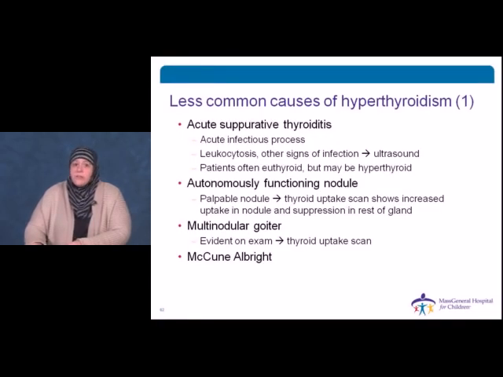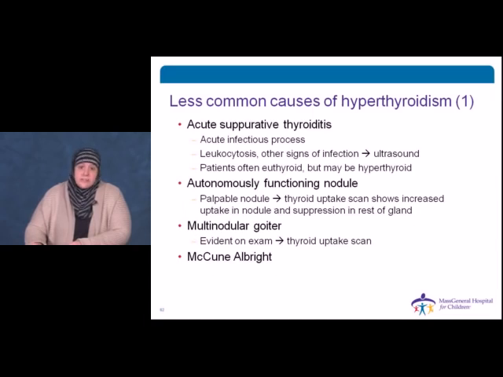I just want to very briefly mention a few less common causes of hyperthyroidism. So acute suppurative thyroiditis caused by an acute infectious process can cause hyperthyroidism, although most commonly these patients are euthyroid. This also will present with fever and an infectious presentation, as well as painful thyroid. You can have an autonomously functioning nodule in the thyroid gland, and typically this will be palpable and show increased uptake on an uptake scan, whereas the rest of the thyroid tissue will be suppressed.